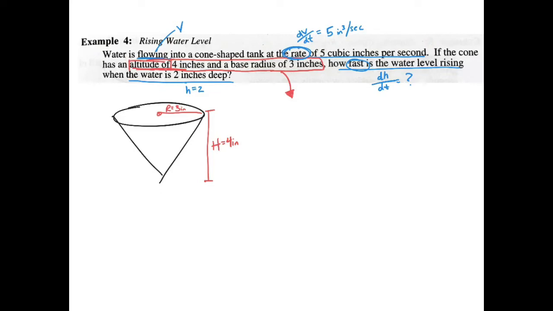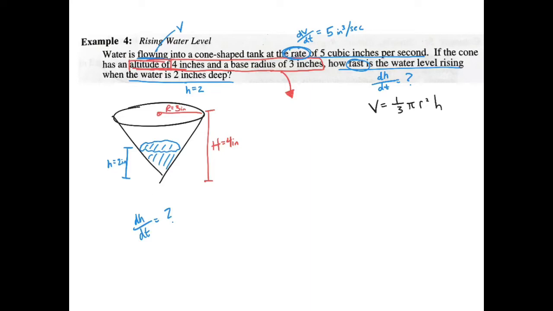I'm going to finish decorating my cone here. There's the water level, and I said I was going to use a little h to talk about the water level. Little h equals 2 inches. And I'm trying to find dh/dt at that moment in time. Alrighty, so the formula we're going to use for this is going to be V equals 1/3 pi r squared h.